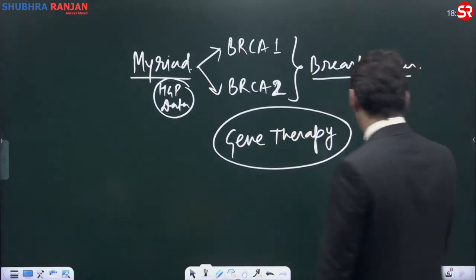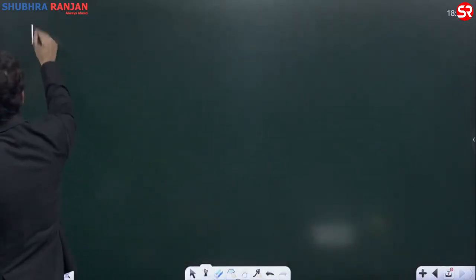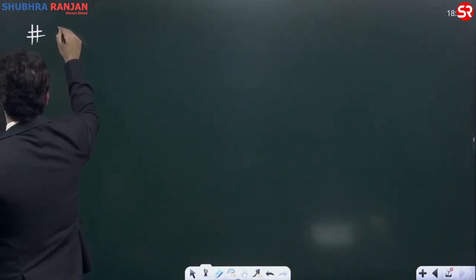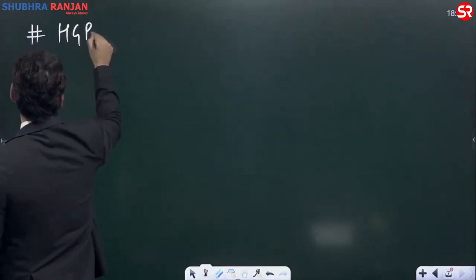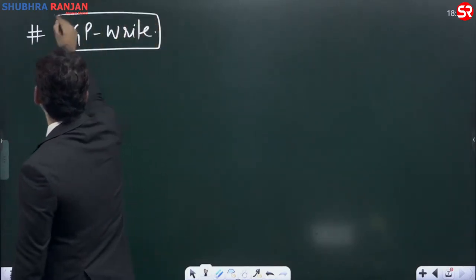Anyway, so next one, so that is the human genome project that we have done. Now we are going to talk about what is after this human genome project. So after this human genome project there is another one that is called HGP, right. That is very interesting, HGP, right.